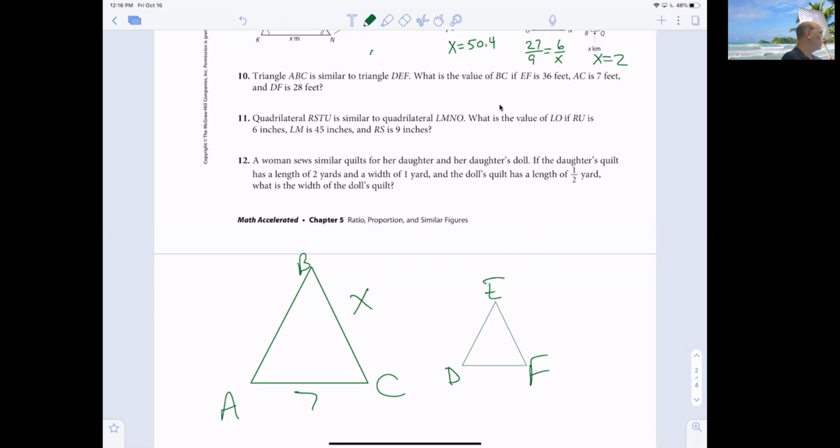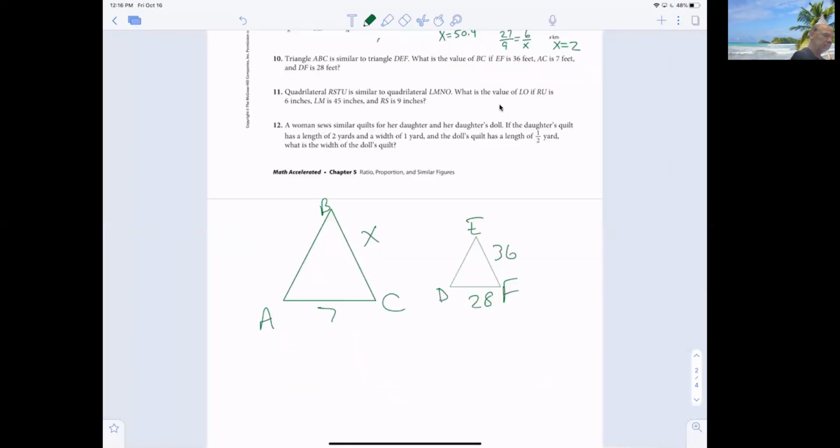Between EF you put 36. Yeah, and then what? In between D and F you put 28. There you go. And then so 7 times 4 equals 28. So 9 times 4 equals 36. So X equals 9. Yeah, I think you're brilliant, but I still want you to write me the proportion.